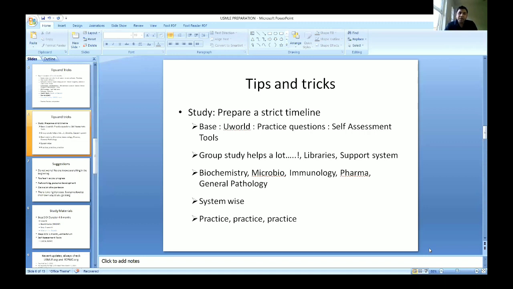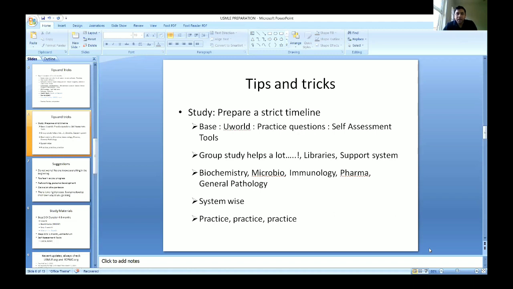But then I started group studying in one of the libraries. There are many libraries in Kathmandu, like Mirror Reading Room or PC Reading Room. The benefit there is that there will be many people preparing for the same exam. You will find people doing Step 1, Step 2.